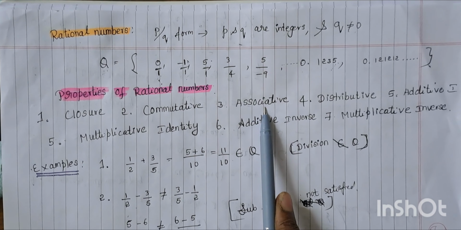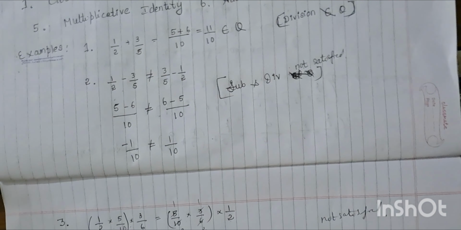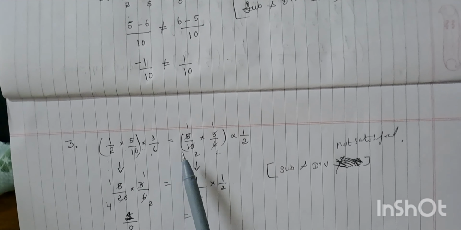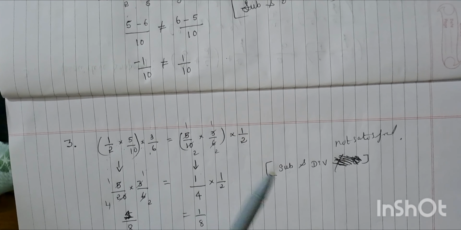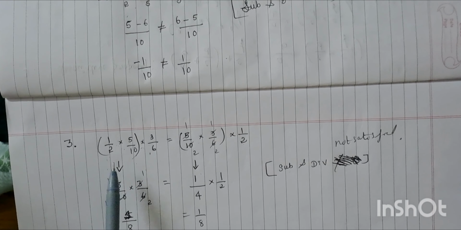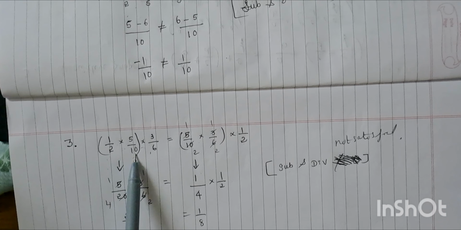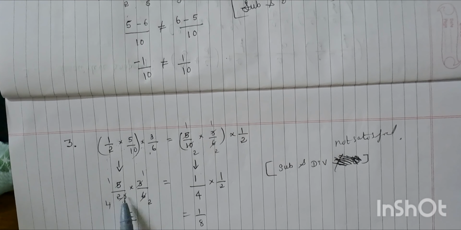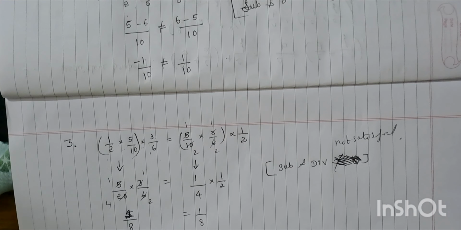Similarly, let us see associative. Here you should take three numbers: 1 by 2 into 5 by 10 into 3 by 6. First you pair the first two and simplify: 5 into 1 is 5, 2 into 10 is 20. Then you take the third number and simplify, and I am getting 1 by 8.